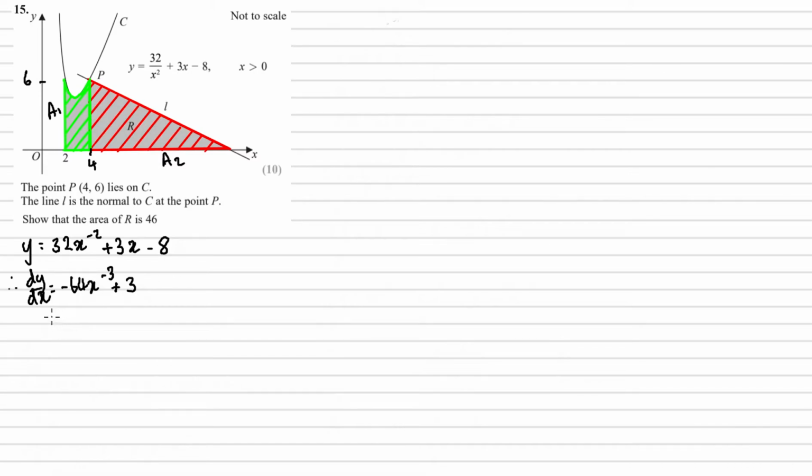Okay, so now, as I said, I want to find the gradient at the point where x equals 4, so I'm finding the gradient at P. So when x equals 4, dy by dx is going to be equal to 2. Okay, so I know that the gradient of line L is perpendicular. Okay, so I'm just going to write that. I can say the gradient of L is perpendicular.